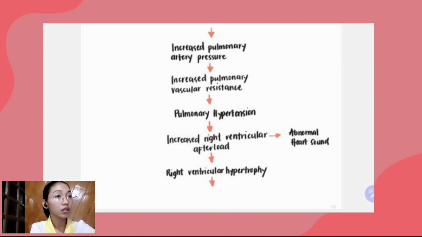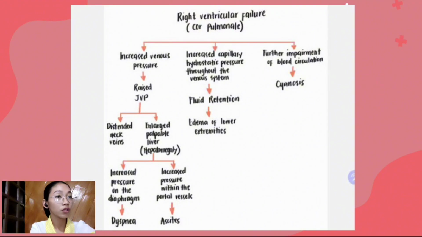The heart's right ventricle will be too weak to pump enough blood to the lungs, leading to right ventricular failure. So venous pressure in the vena cavas will increase, which will lead to raised JVP, where blood goes back up from the superior vena cava, causing the distended neck veins. This is also the same with the enlarged palpable liver due to the backup of blood from the inferior vena cava, causing hepatic venous congestion. So hepatomegaly itself increases pressure on the diaphragm, causing shortness of breath, what we call dyspnea.